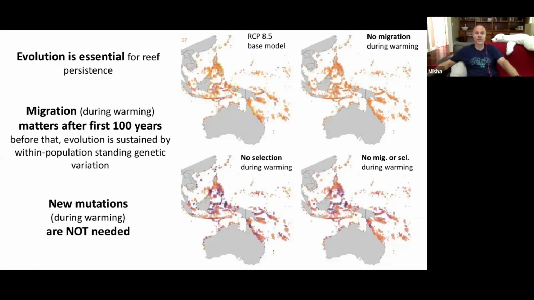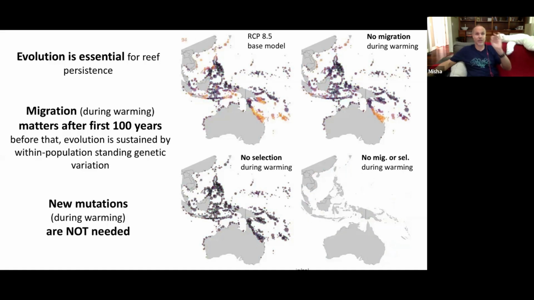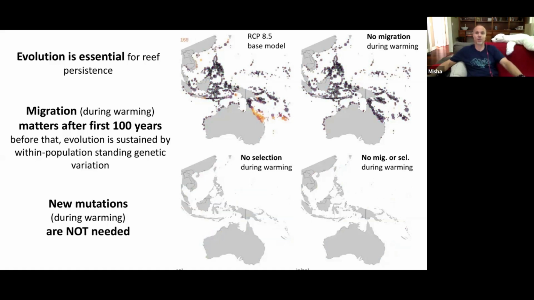So our conclusion here is that evolution really, really matters. That's the most powerful thing. Evolution, probably based on standing genetic variation existing within the populations already. That really matters over the first 100 years. To make the evolution go further than that, you need migration to bring additional adaptive genetic variants into populations. So that's our conclusion here.